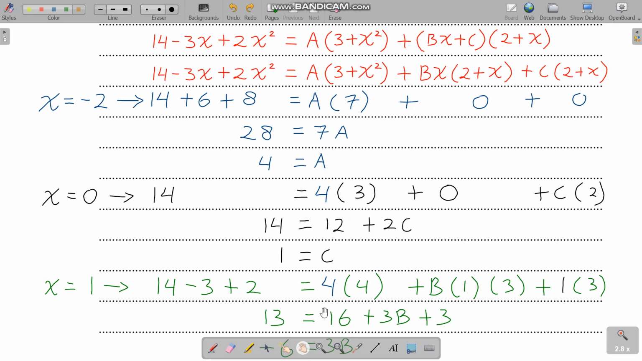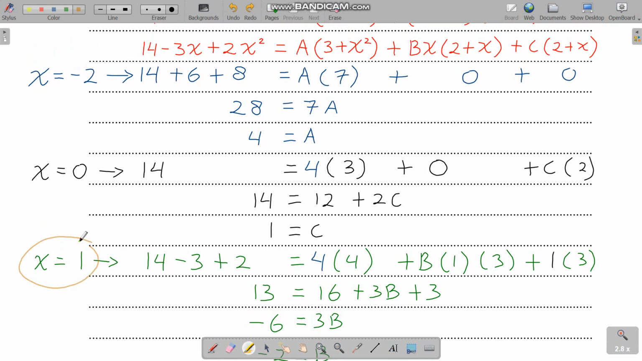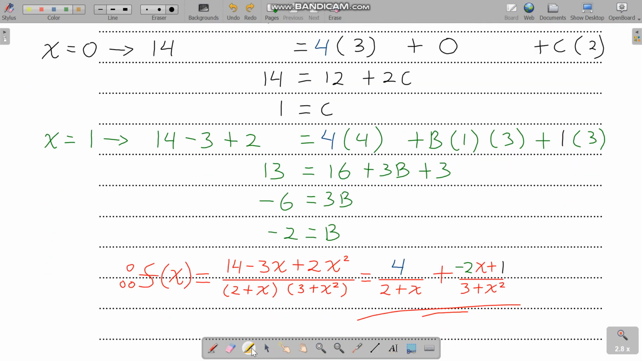And since we already have the 2 coefficients, we can just plug in anything random like 1. And we get on the left 14 minus 3 plus 2. On the right, we plug in 1, we get 4 times a, but the a is 4. We plug in 1, we get 1 times 3 times b. And here we plug in 1, we get 3 times c, but the c is 1. So we can find the b. From here we get 13, and this is 16, and this is 3, and therefore minus 6 equals 3b, and the b equals minus 2.